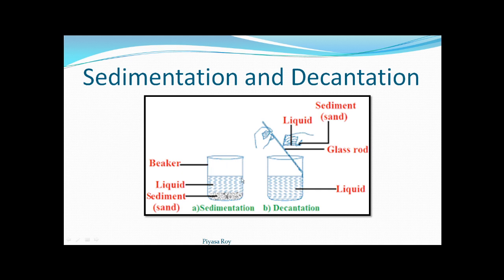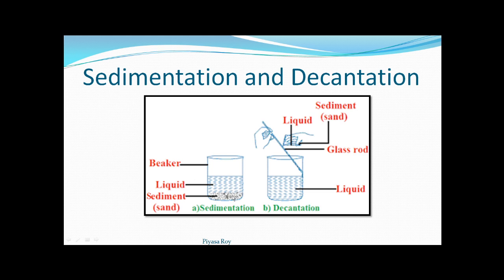This sedimentation process we can make faster. We can fasten the process by using different chemicals like alum. Alum is a chemical which we can use to increase the rate of the sedimentation. Okay, so after getting the sediment, we need to separate the liquid and the sediment. So for this process we will be using the decantation process to separate these two.